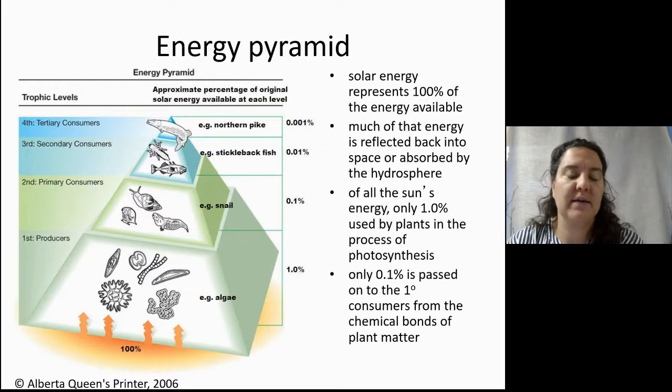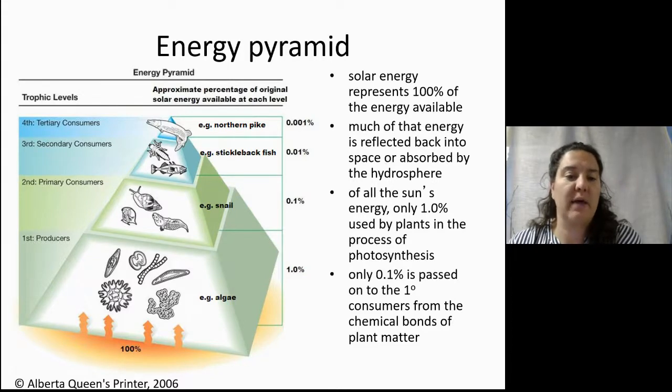Some of it's reflected off the surface of the earth, some of it's absorbed by the atmosphere, some of it's absorbed by the surface of the earth. So about 1% of that energy is used in photosynthesis. Only 0.1% of that, or 10%, is passed on to the first trophic level, or producers. And this is going to be stored in the form of their chemical bonds in plant matter.